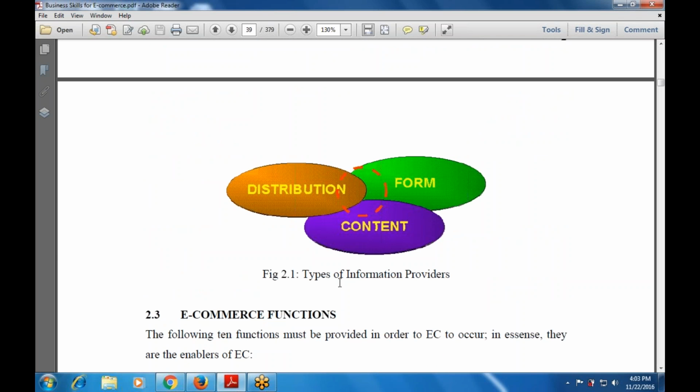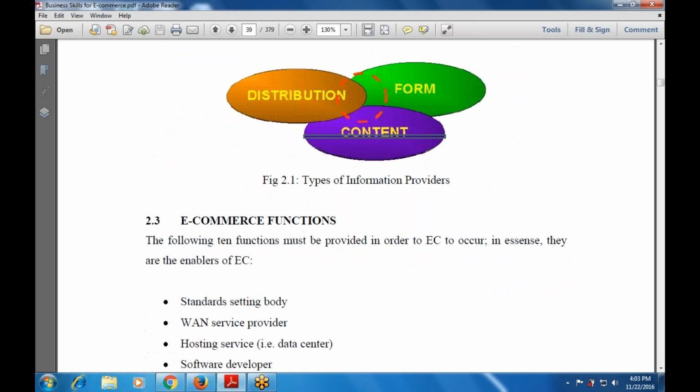This is the same diagram. It shows the types of information providers: one is distribution, one is form, one is content.